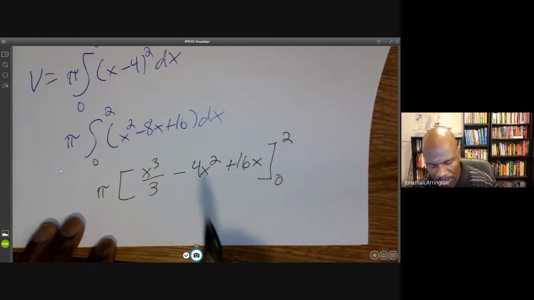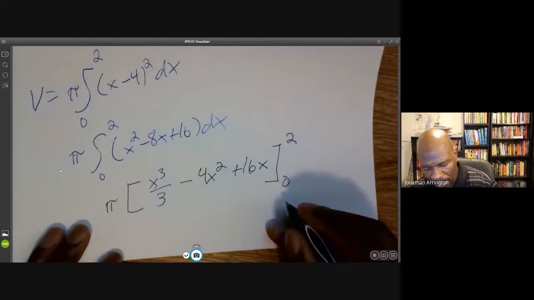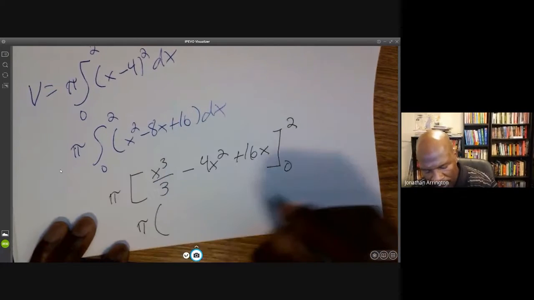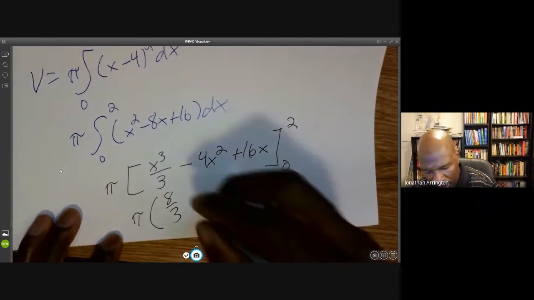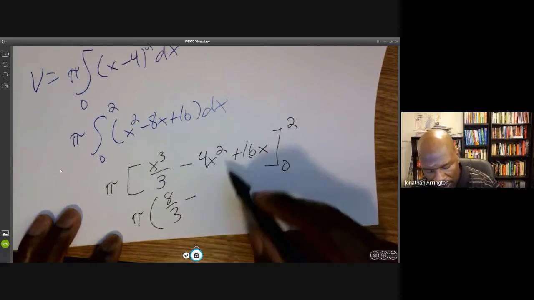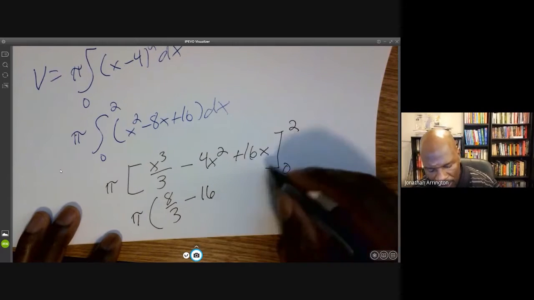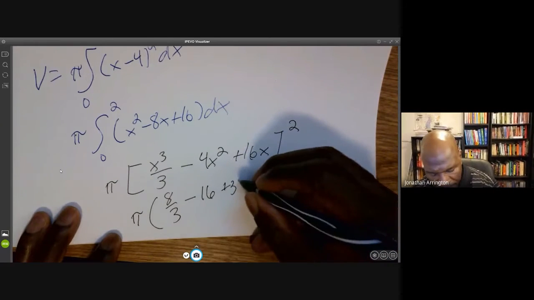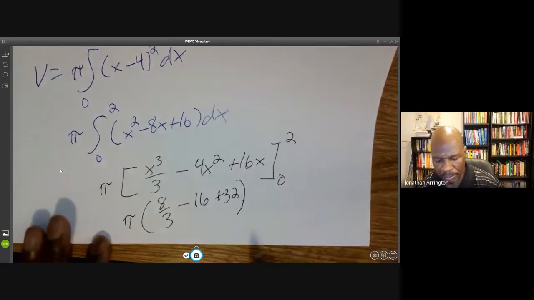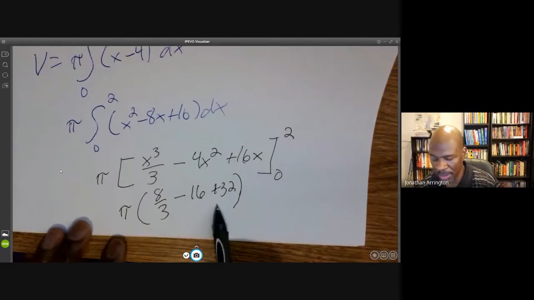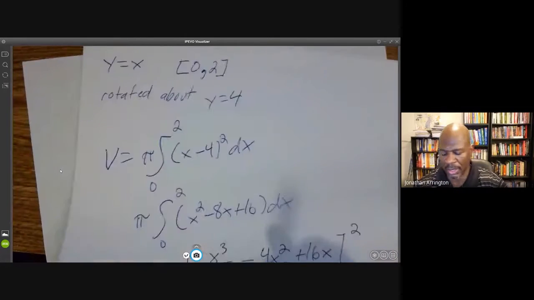All we need to do is plug in 2, because plugging in 0 would just be 0. If I plug in 2, this is pi times 2 cubed is 8, so 8 over 3, minus 2 squared is 4 times 4 is 16, plus 2 times 16 is 32. So we'll have positive 16 here and 8 over 3. Let's continue the arithmetic.